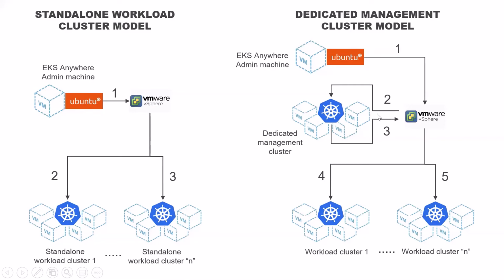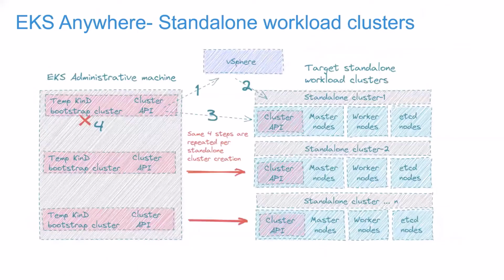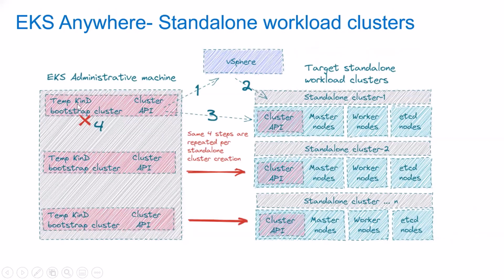Again, I have described this in a set of steps, and you can see it visually here. Step number 1, the kind cluster, the cluster API on the admin machine, communicates to vSphere. vSphere creates the standalone cluster. The cluster API resources are shifted here. There is an addition of an EKS controller also loaded here. And then this kind cluster gets deleted, right? And for every standalone cluster creation, the same 4 steps are mainly repeated during the cluster creation process.